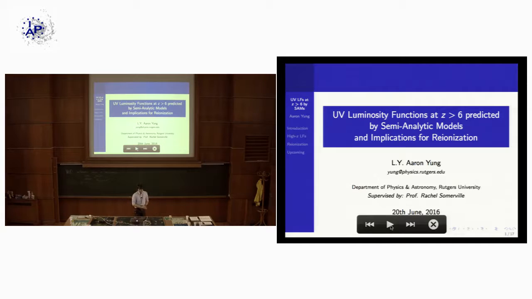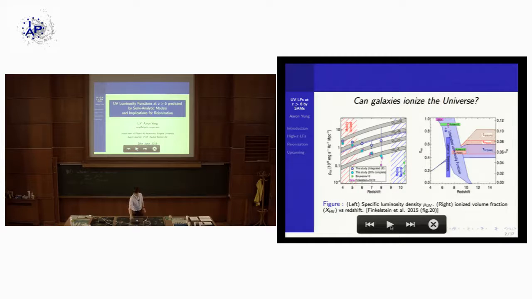All right, so today I'm going to tell you about the UV luminosity functions at z greater than 6 predicted by our semi-analytic models and their implications for cosmic reionization.